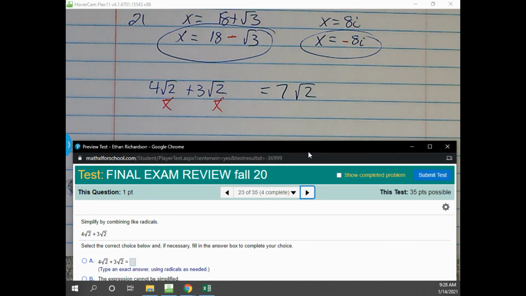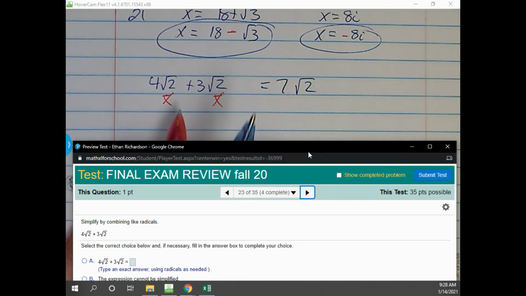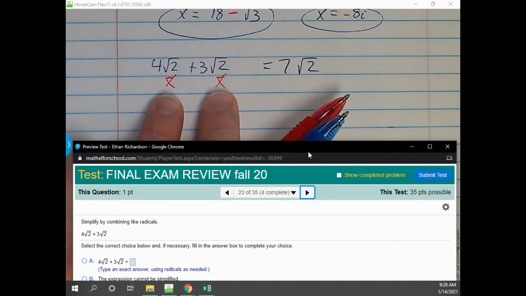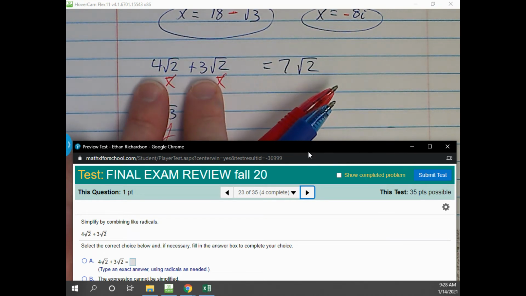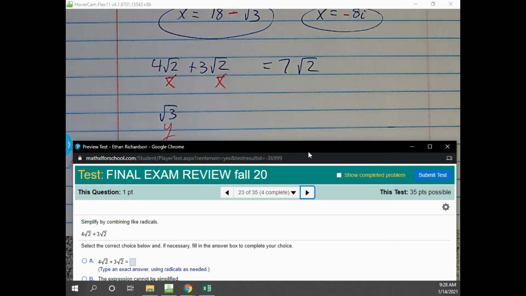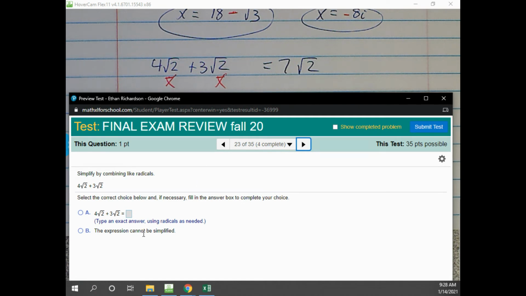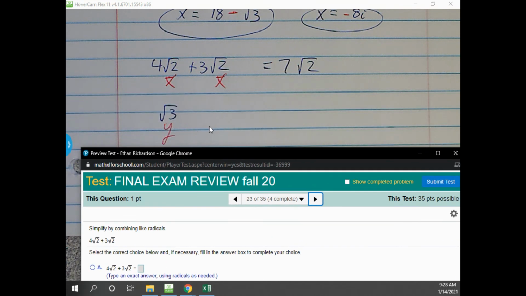If they give you a different square root, it's a different letter. So if we say the x is square root of 2, and you're doing square root of 3, then we could think about that as being something like y. As long as you're adding and subtracting, as long as the square roots are the same, you just add or subtract the numbers in front. So this one would just be 7 square root of 2. If you had one that was square root of 2 plus the square root of 3, that would be the option where the expression could not be simplified, because they have to be the same square roots. If one's square root of 2 and the other one's square root of 3, then that won't work.